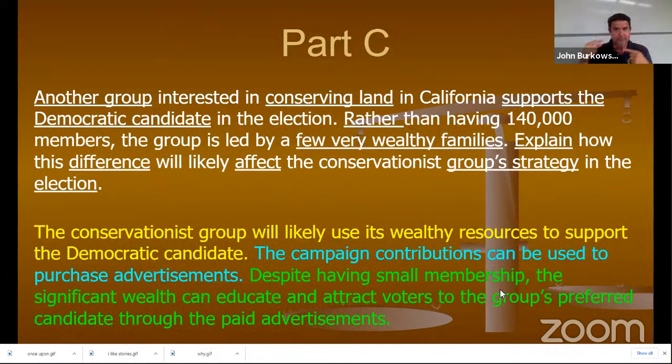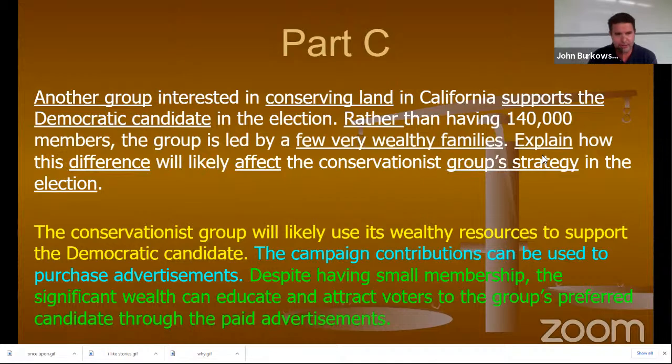Another group interested in conserving land in California supports the Democratic candidate in the election. Rather than having 140,000 members, the group is led by a few very wealthy families. Explain how this difference will likely affect the conservationist group's strategy in the election.